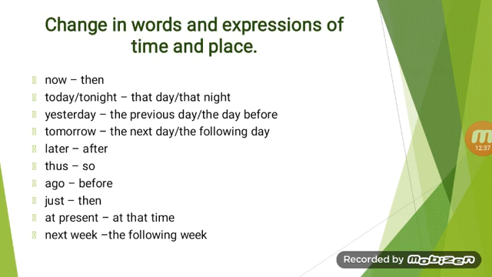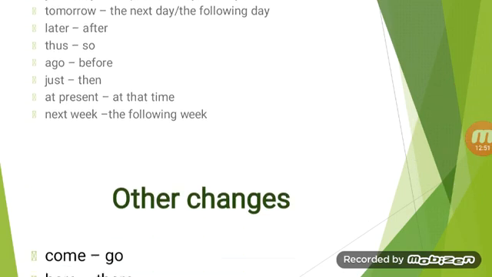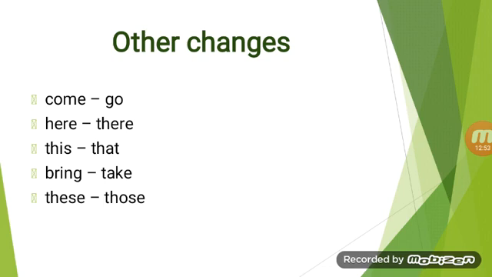Now here are a few changes in words and expressions of time and place. You can pause the video and check all, and also note them down. These are the other changes: come, go, here, there, this, that, bring, take, these, those. Don't forget to change these words if they come in the direct speech. While changing into indirect speech, you will use the words on the right hand side.